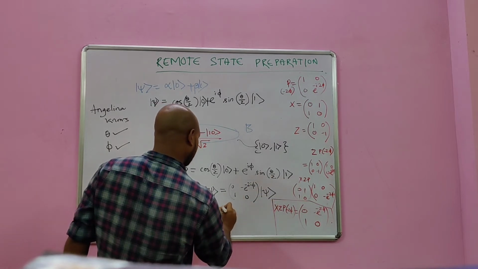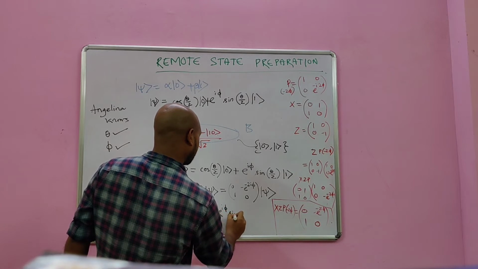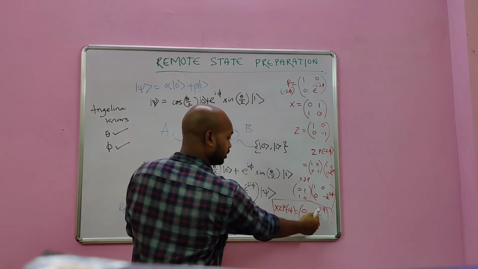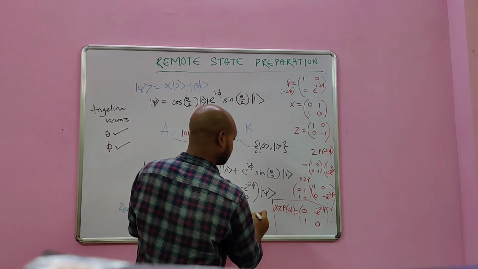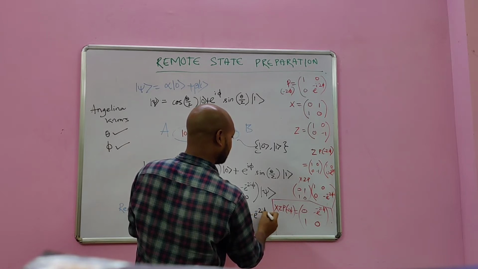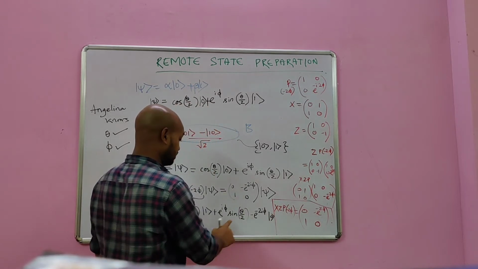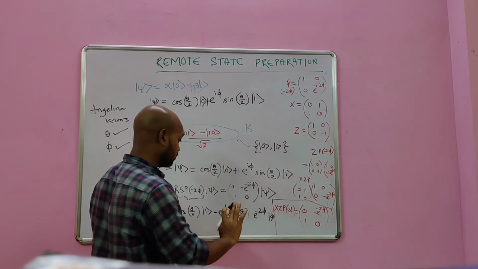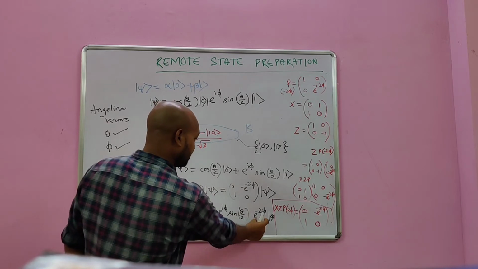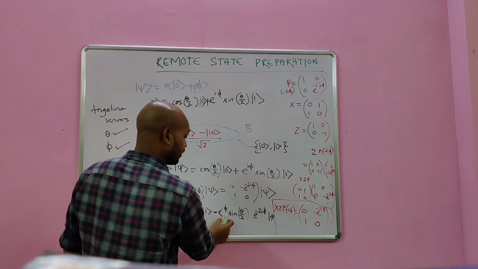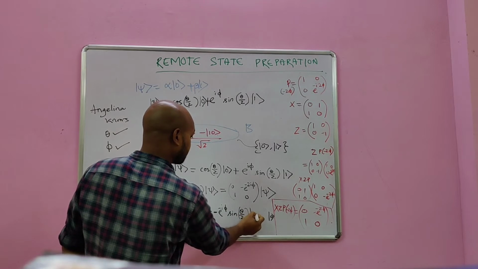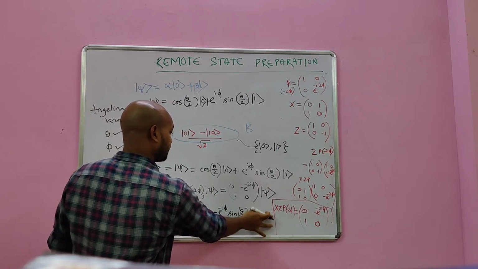Okay, e power i phi sine theta by 2, with the action of this matrix on 1 would be minus e power minus 2 i phi, and I get 0. This minus I bring it here. Clear? Any question? What else can I simplify? e power minus 2 i phi, e power i phi, so e power minus i phi. Clear?